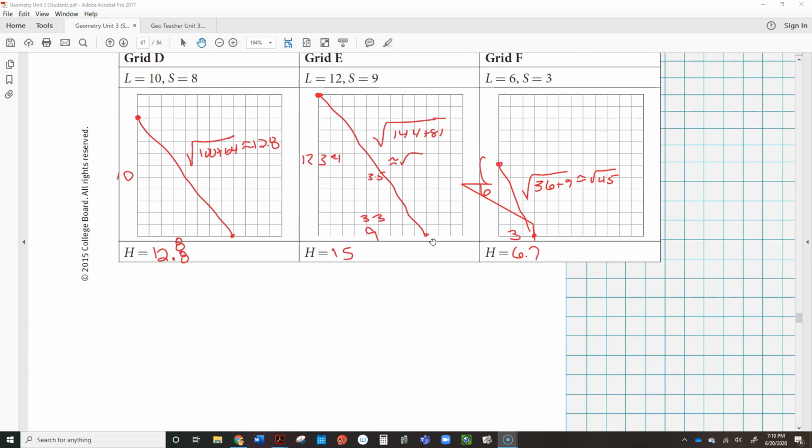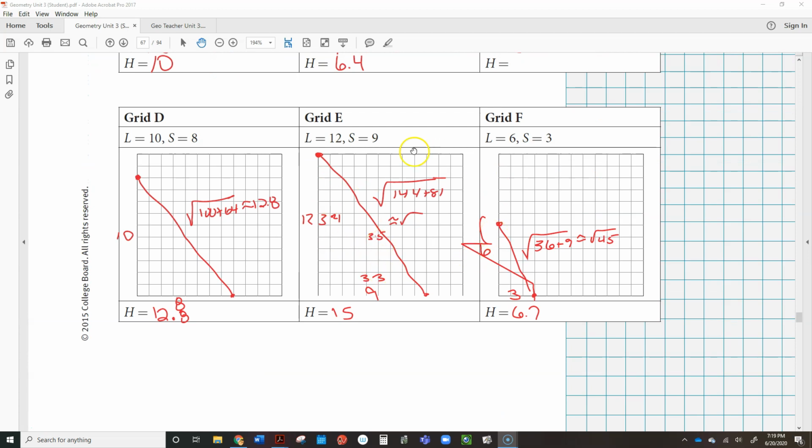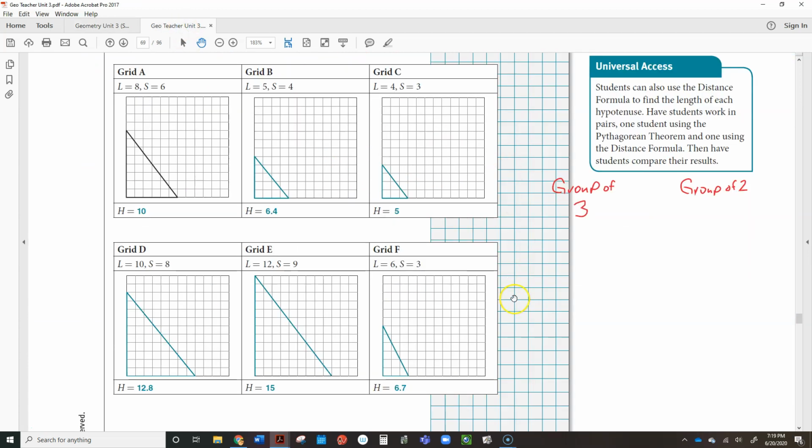Now, mine were such a hot mess, I don't even want to try to look at all that. So we're going to look at the teacher's version. They did a much nicer version. They drew the triangles and they wrote the answer down, and that's all there is. So it'll be easier for us to see.